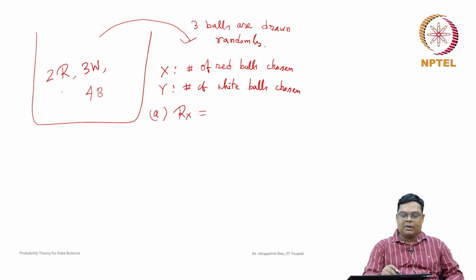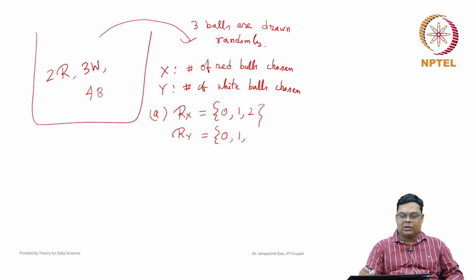So, the number of red balls may be 0, because if 3 blue balls are drawn, then no red balls; it may be 1; it may be 2, because maximum 2 red balls only are there. Now, what will be the range of y? The range of y: it may be 0 white balls, because if 3 blue balls are drawn, then there will not be any white balls.